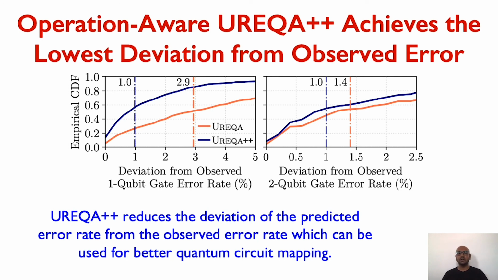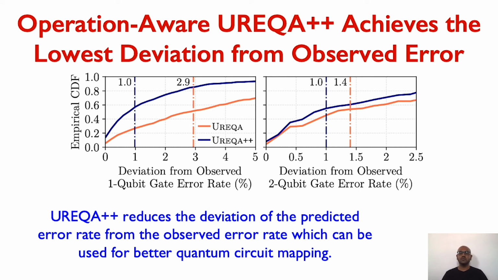In the first plot, we see the deviation of the observed error for 1 qubit gate errors, and we see that for UREQA it is 2.9, but for UREQA++ it's only 1, which is a percent point reduction of 1.9. And this can have a great impact on the overall circuit map, which constitutes tens of hundreds of these individual operations. And similarly, for 2 qubit gate errors, UREQA++ reduces the deviation from 1.4 percent points to 1 percent point.